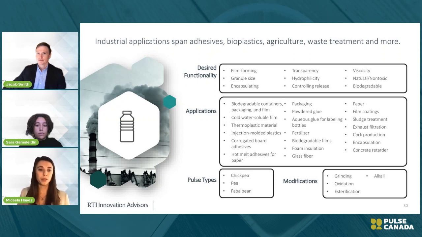We also saw some more unique end products such as glass fiber production, sludge treatment, and cork production, like a wine cork, as part of that production process. So many various utilities within the industrial space. The most common pulse types, again, were pea being the most prominent, followed by chickpea and faba bean. And the modifications used most often were grinding, oxidation, esterification, and alkali treatment.